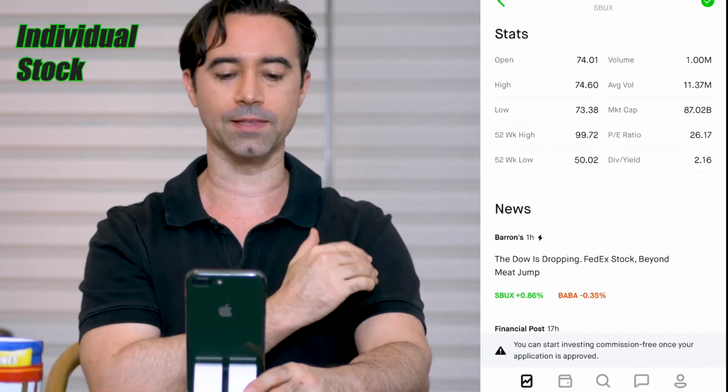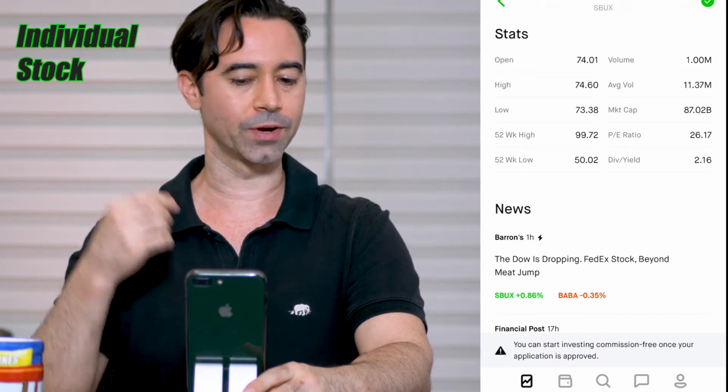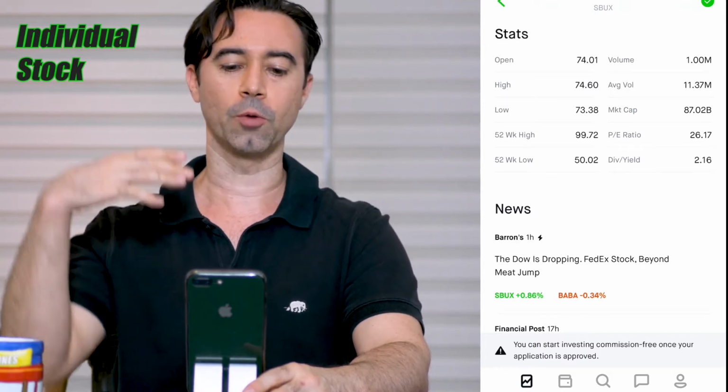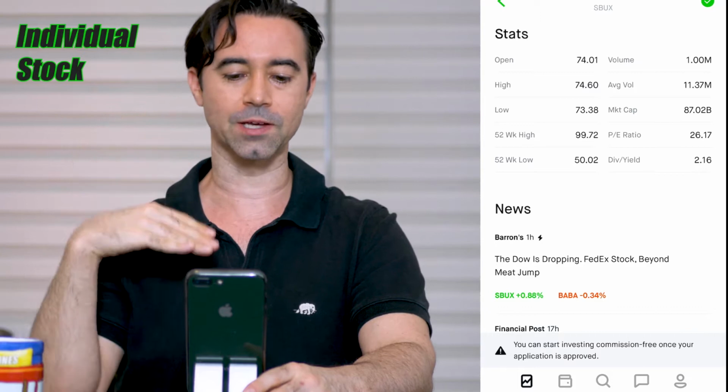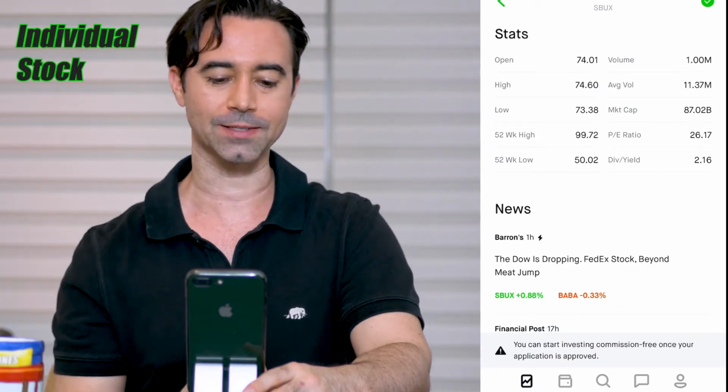Okay. The low for the day is 73.38. So it opened, it went down a bit, and it went up a bit, so it's fluctuating. That's what happens with stocks.